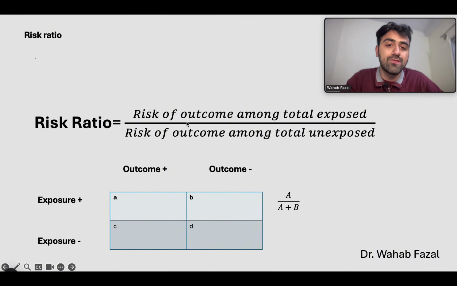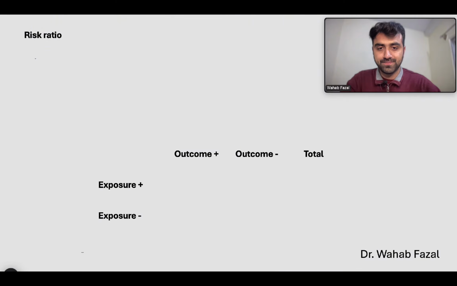So this is the risk of outcome among the total exposed. And how you write it down mathematically is A over A plus B. Similarly, risk of outcome among the total unexposed. These are the people who developed the outcome but were not exposed. So C over C plus D.